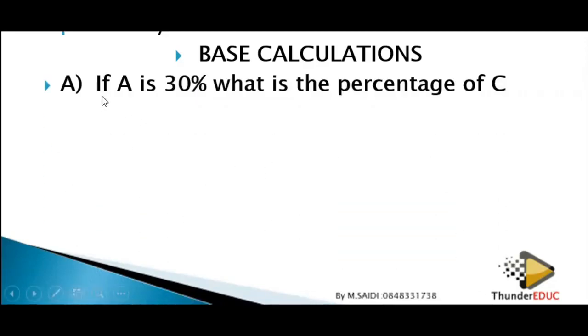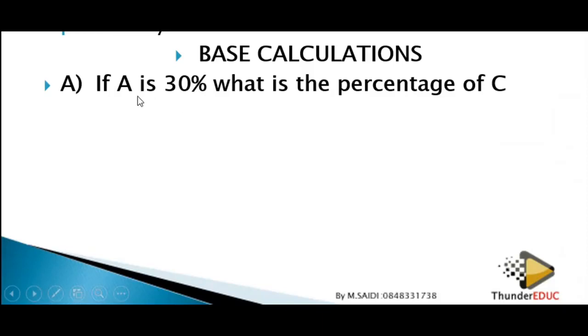Here is the first question. If adenine is 30%, what is the percentage of cytosine? We know that adenine does not go with cytosine. So how are we going to work out the percentage of cytosine? You know that percentage means out of 100. When you say you have 30%, it means 30 out of 100. If they say 60%, it means 60 out of 100.